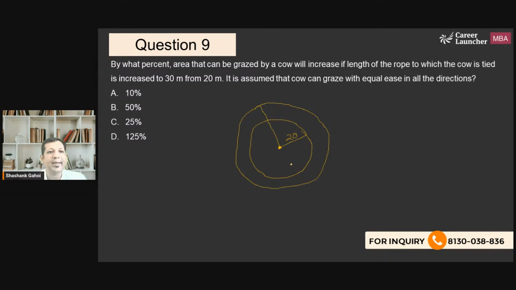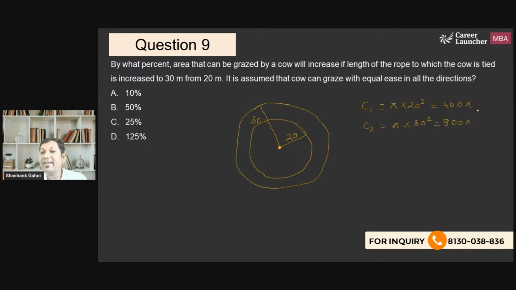Okay. So basically, we need to calculate the percentage difference in areas of the two circles. That's what the question is talking about, right? So what is the area of the smaller circle? Let's say C1. That is pi into r square. So that is going to be 400 pi. What is the area of the bigger circle? That is going to be pi into 30 square, or I can say 900 pi.